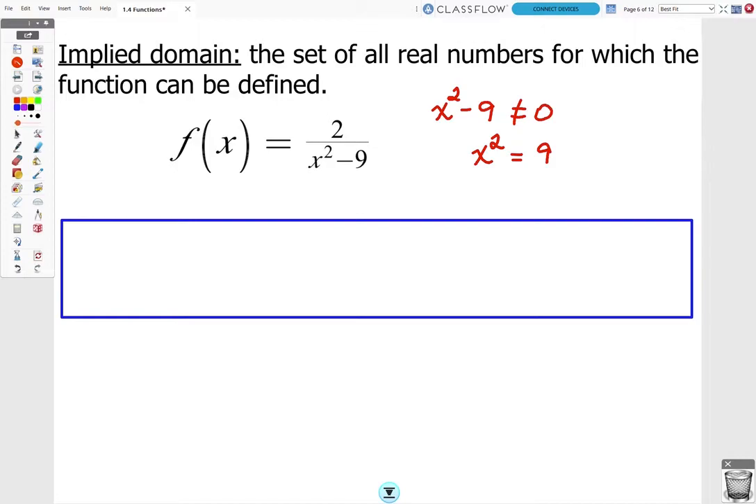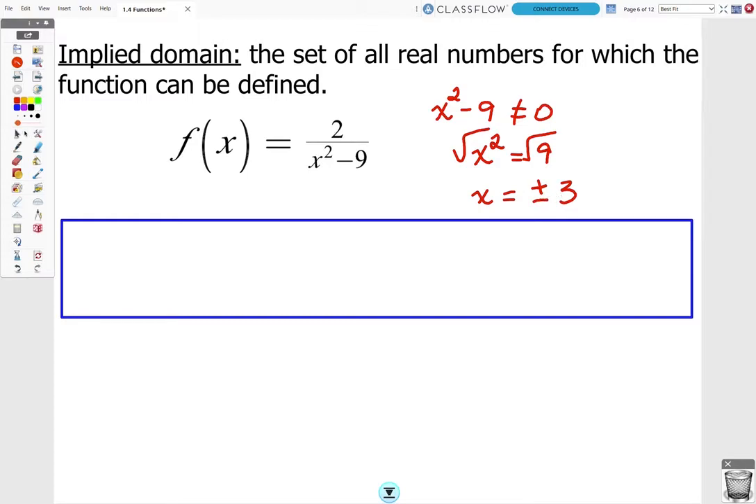Then, to get x by itself, I take the square root. When I take the square root of both sides, I get square root of 9 is 3. Now remember, we took the square root. So because I took the square root myself, I have to consider that could have been plus or minus.